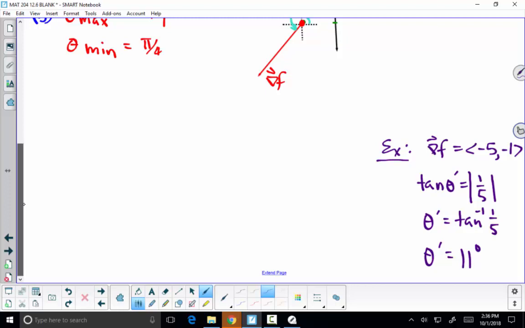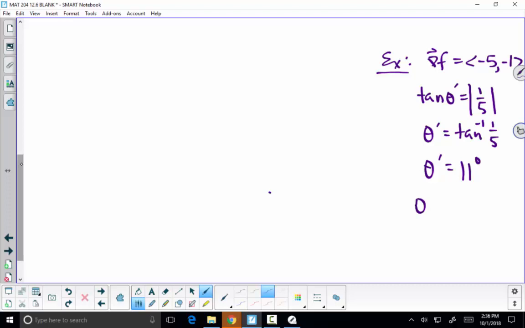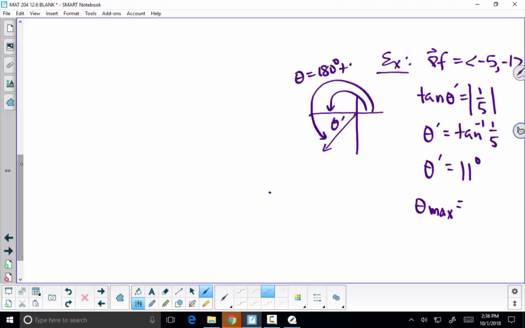Now if we wanted theta, what would theta be here? 191. Yes, 191, because this is a quadrant 3 angle. For quadrant 3, the reference angle is always right there, and so we have to add the reference angle to 180 to get theta. Theta will be 180 plus theta prime, so we get 191.